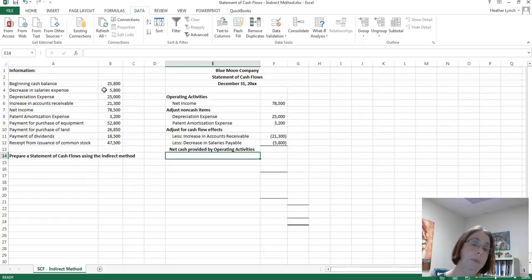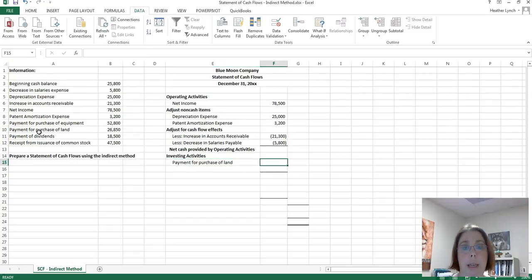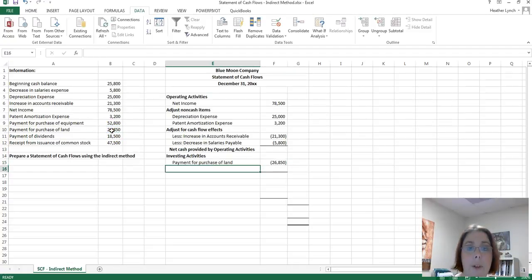So we do our operating, and now we do our investing activities. Investing activities include anything that we're going to invest to make our company better. As an example, we purchased land. If we're investing in our company, we're purchasing land to possibly add a future plant, we're growing our company. So payment for purchase of land, it was a purchase, so that's $26,850.